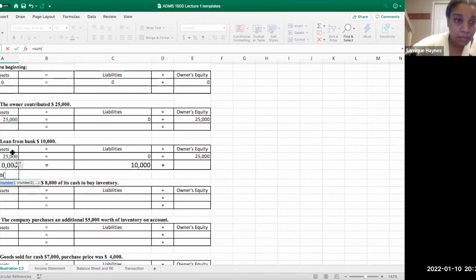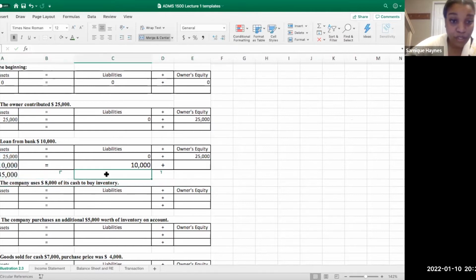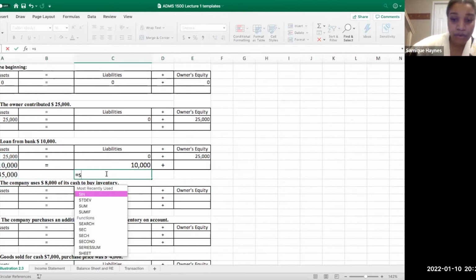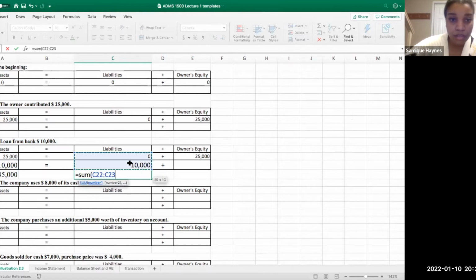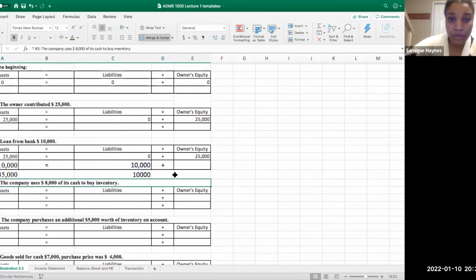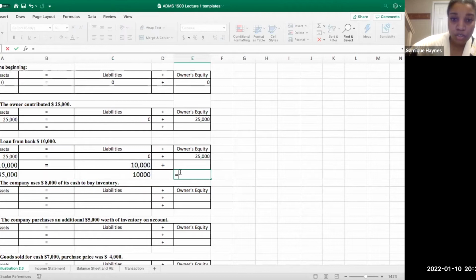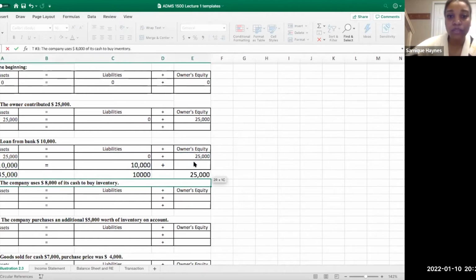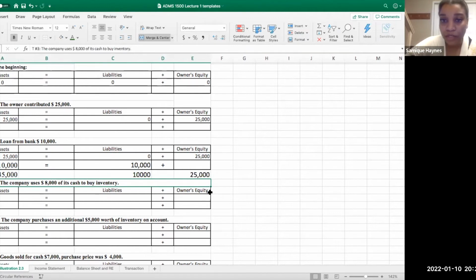Let's add this up to see how much we have for assets right now. 35,000 for assets. How much is there for liabilities? Well, the 10,000, and then 25,000 for the owner's equity. So good so far.